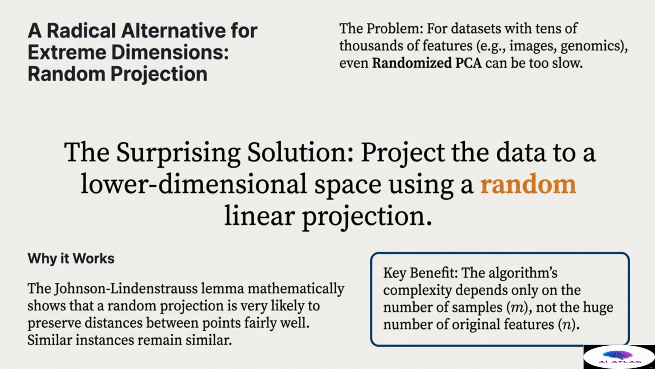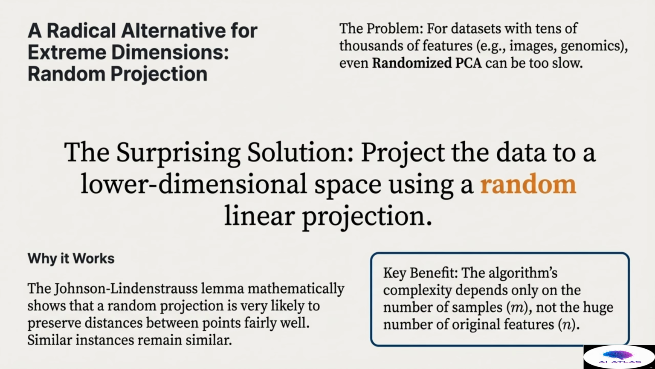For datasets facing truly extreme dimensions, perhaps tens or hundreds of thousands of features, such as those found in highly detailed images or complex genomic profiles, even the optimized randomized PCA can still be too slow. This requires a truly radical and often surprising alternative: random projection. The solution is simply to project the data to a much lower dimensional space using a completely random linear projection matrix. This idea sounds counterintuitive, as we traditionally seek optimal axes like PCA.